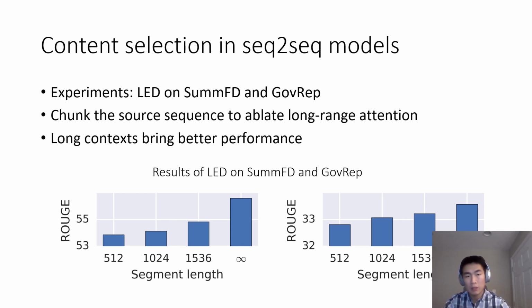To ablate the long-range attention, we try to chunk the source sequences into segments of fixed lengths. The infinity symbol indicates that long-range attention is not restricted at all. In the below two diagrams, we can see it is consistent that the performance of LED increases as the segment length is longer, which means that with a long-range transformer, long context brings better performance.